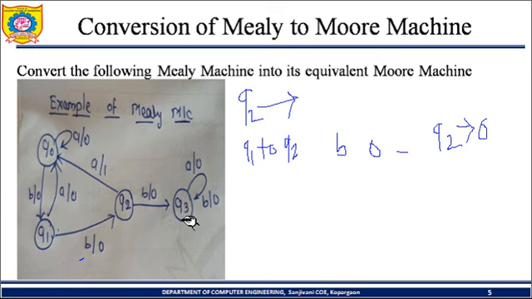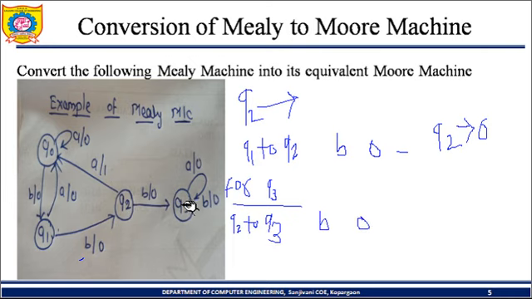Now for state Q3, there are a total of 3 incoming edges. Let me write all those incoming edges. First, from Q2 to Q3, here you can see there is an incoming edge from Q2 to Q3. At that time input is B and output is 0.